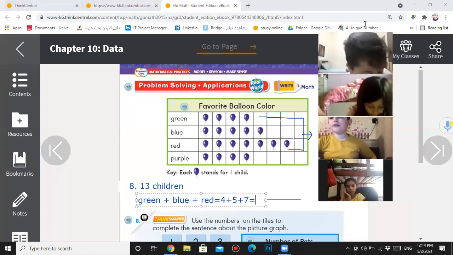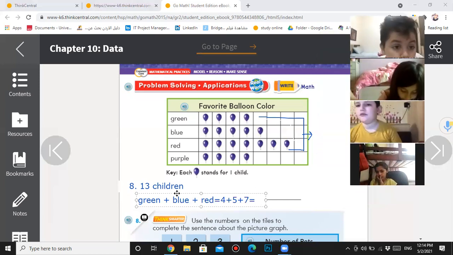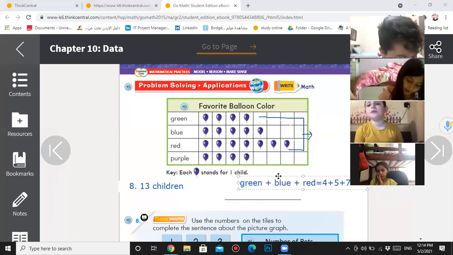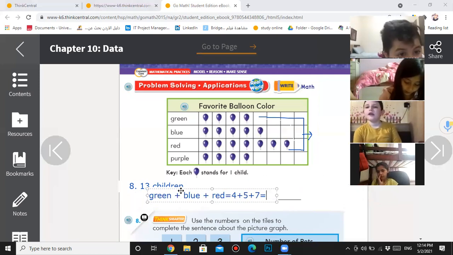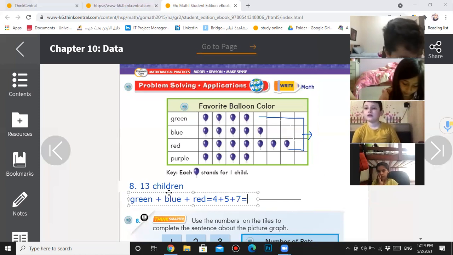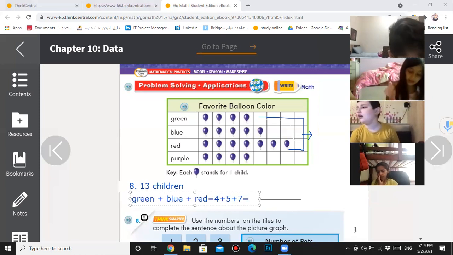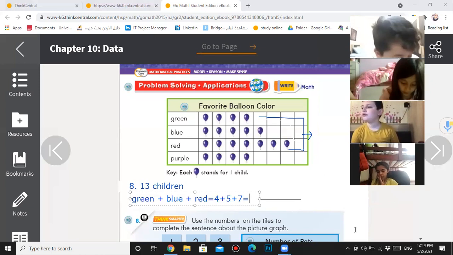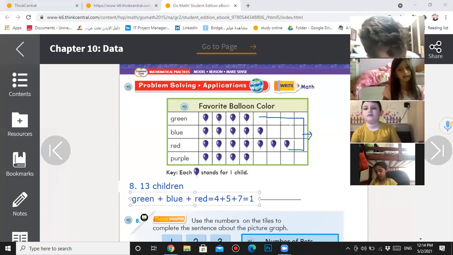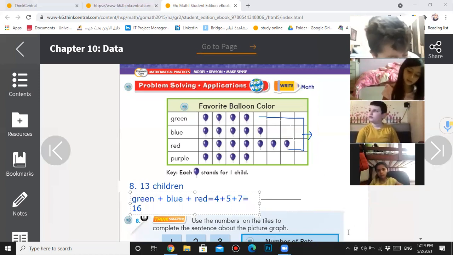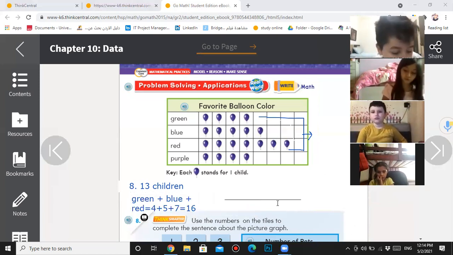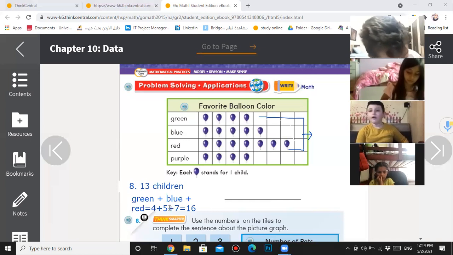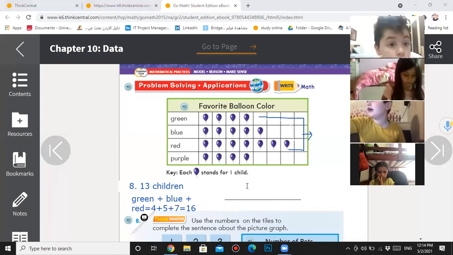What is the answer? 4 plus 5 equals 9, and 9 plus 7 equals 16. So is it right? No. They should all add up to 13. Maybe we have to take another one.